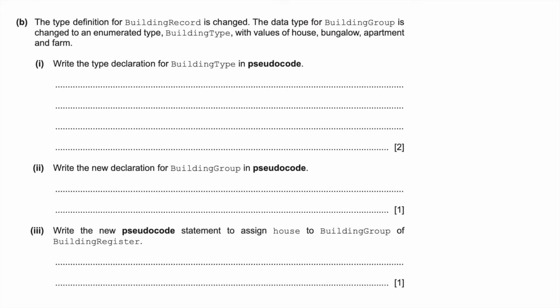And we'll take a look at one last problem. Well, this is actually part of the same problem we just looked at. It says the type definition for building record is changed. The data type for building group is changed to an enumerated type, building type, with the values of house, bungalow, apartment, and farm. Write the type declaration for building type in pseudocode. So building type is going to be an enumerated data type. This is just a great way to review. So we can have type building type, and that's going to be equal to house.